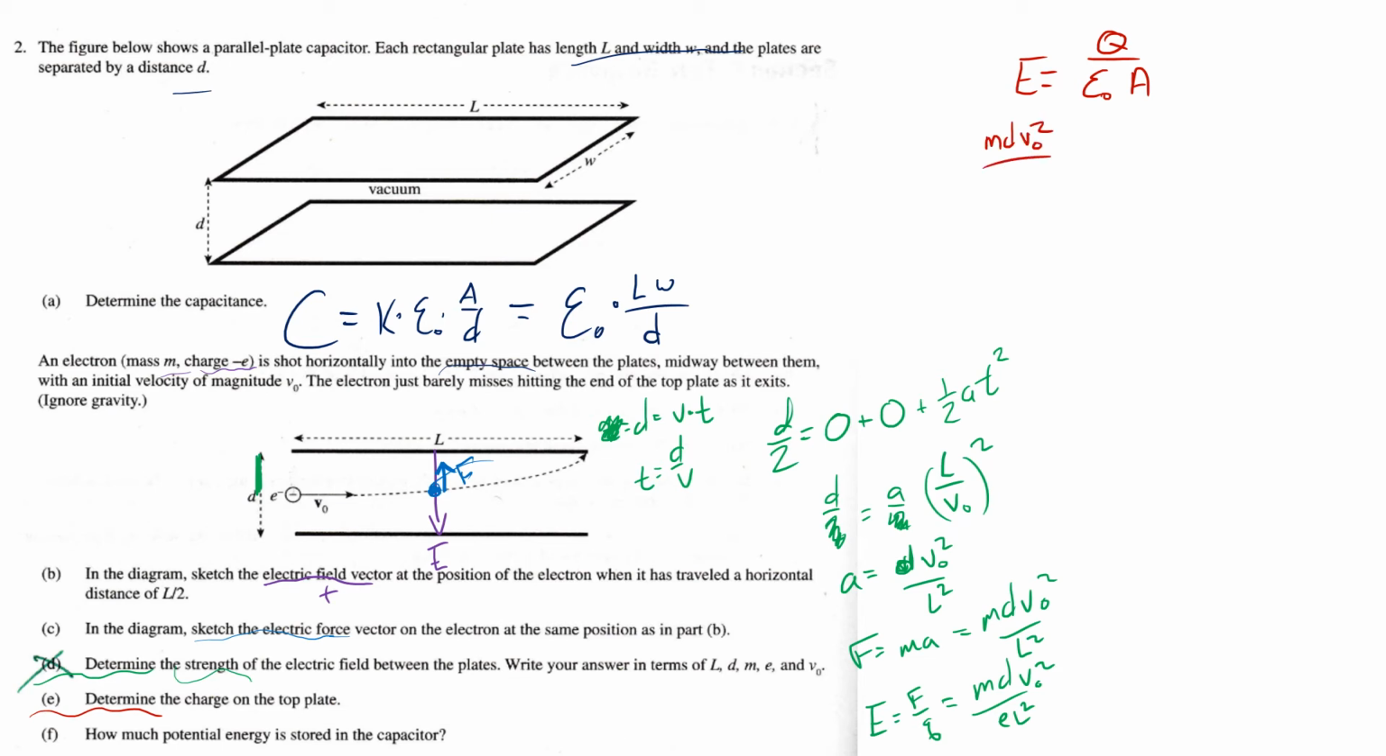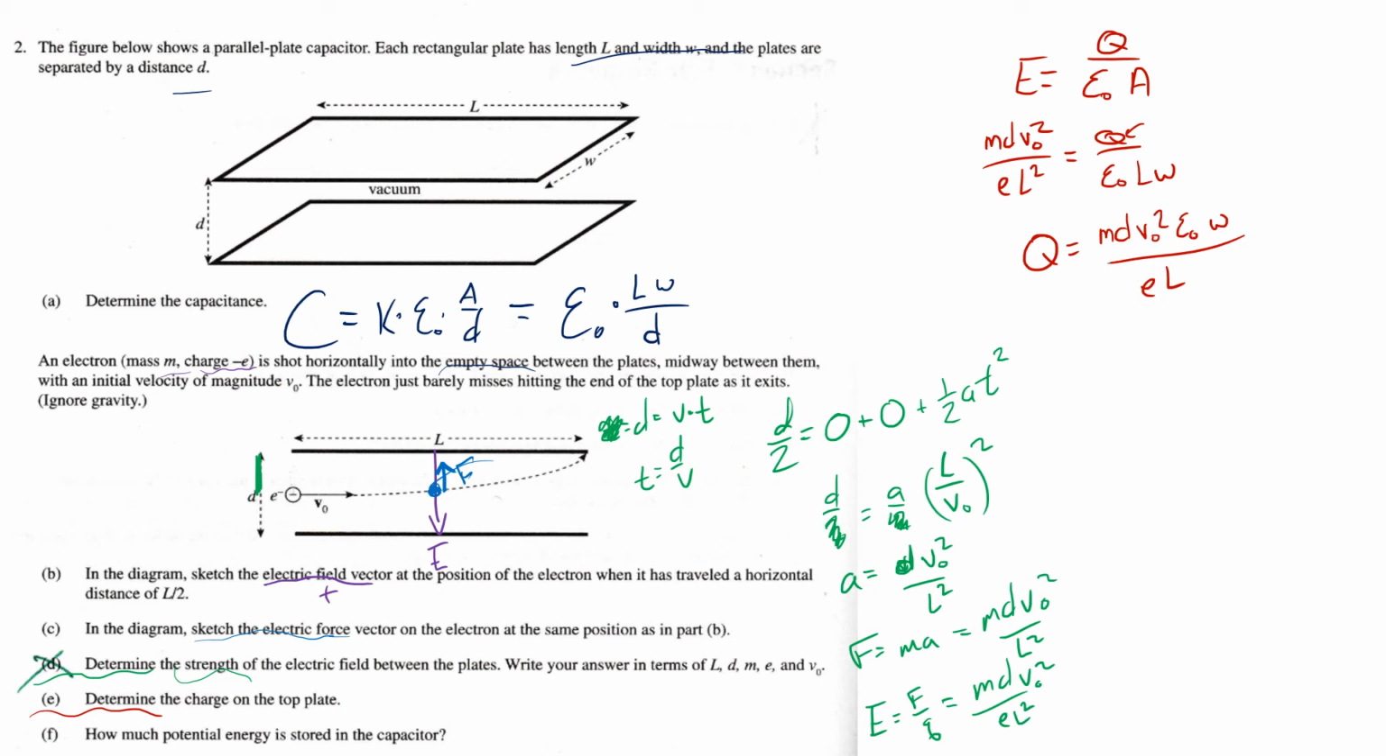m d v0 squared over E L squared. That's going to equal Q, which is what we're going to be solving for in a hot second, divided by the permittivity of free space times A. A is L times W. Okay, solve for that Q. So you're going to get Q is equal to m d v0 squared times epsilon times, I'm going to cancel the L out with the bottom one, divided by E L. That's that.